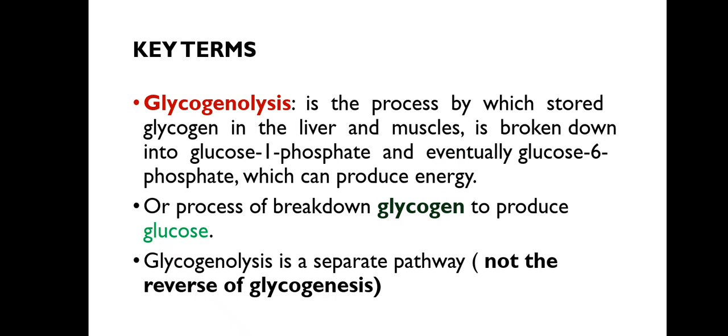Don't worry about the glucose 1-phosphate, glucose 6-phosphate. I will explain how these particular molecules are formed so that we can produce energy from them, or what we call glucose. Now, if you don't want to use that particular definition, you can simply say glycogenolysis is a process of breaking down glycogen to produce glucose. And when the glucose is produced, you must understand that that glucose now is going to undergo glycolysis to be able to provide energy for the body.